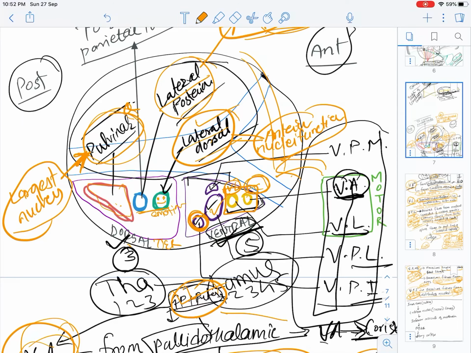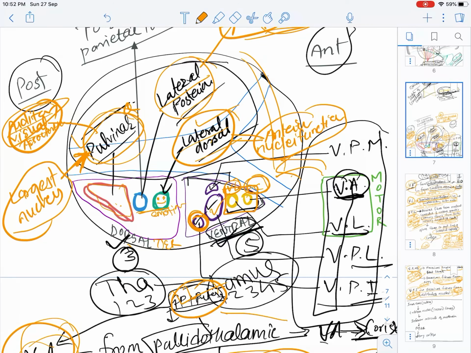Okay, what does pulvinar do? Pulvinar's main function is sending fibers to the auditory and visual association areas. So it helps in vision and auditory association areas, that is pulvinar. Okay, so remember the connections of pulvinar also. Main functions were auditory, visual.